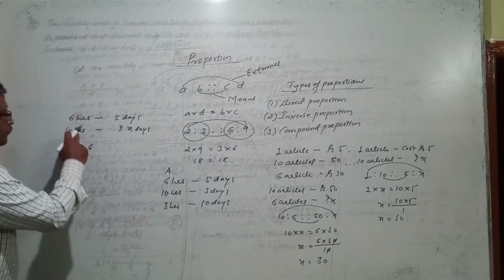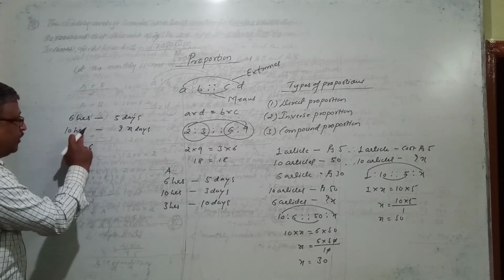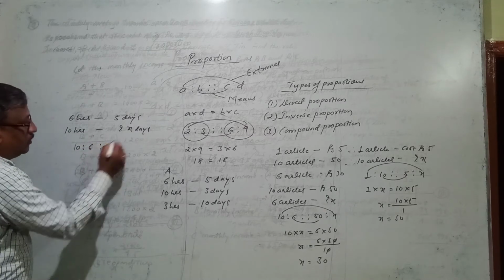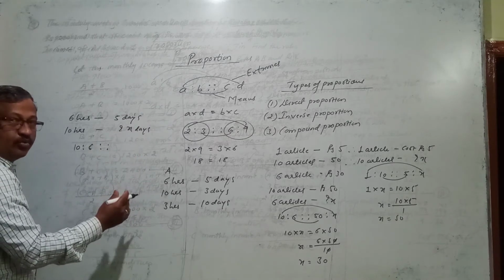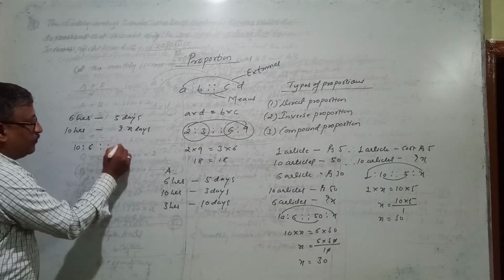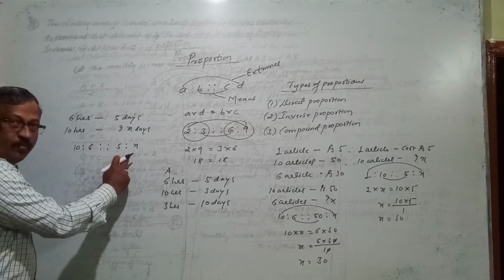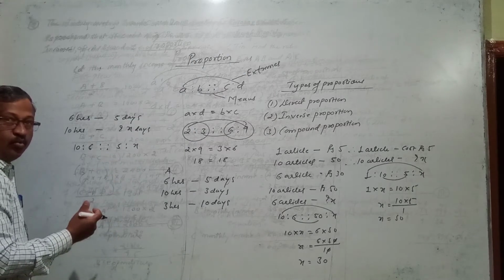So here also the ratio is inverse. So how do we write it here? 10:6, and the ratio of whatever they ask is always written in direct proportion only. So it is written as 5:X. Now this is called the proportion. And to find this fourth term, we have to use the rule of proportion.